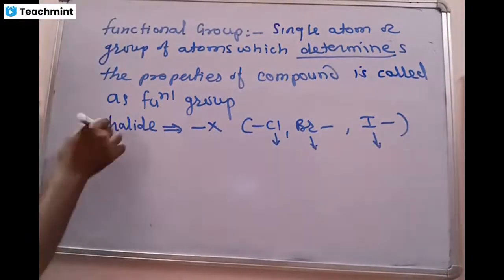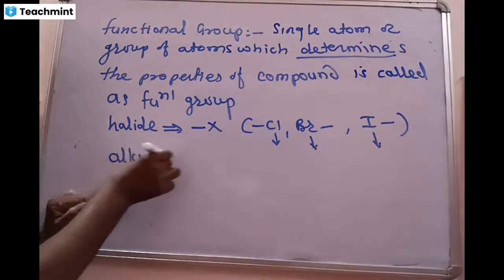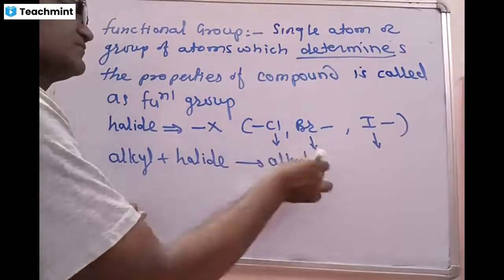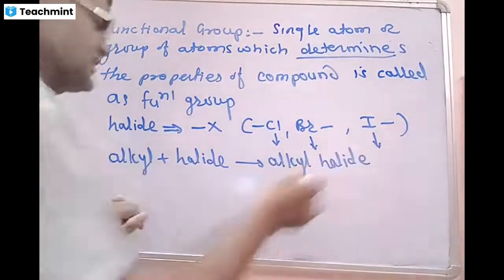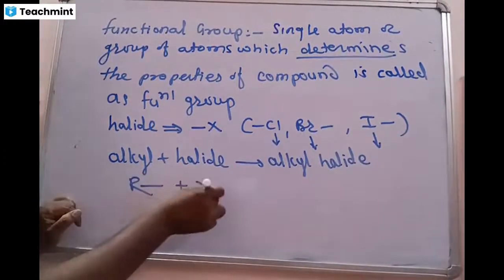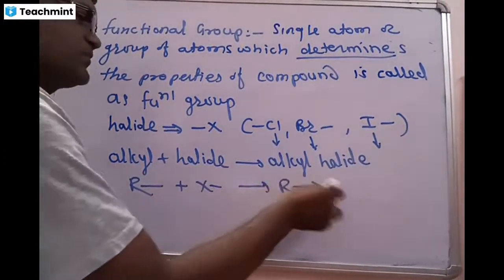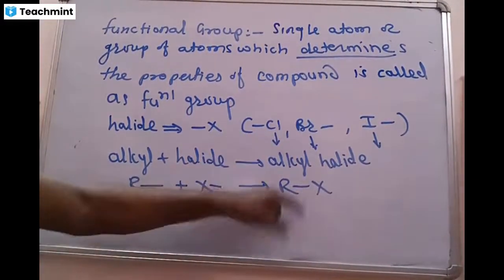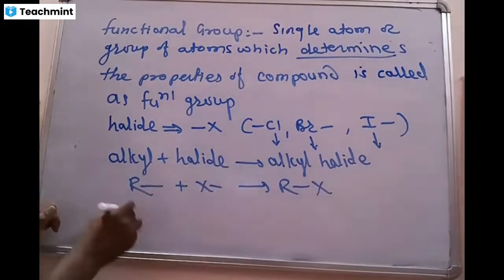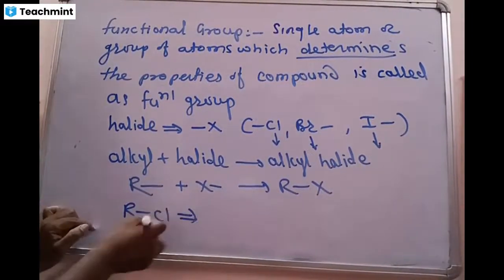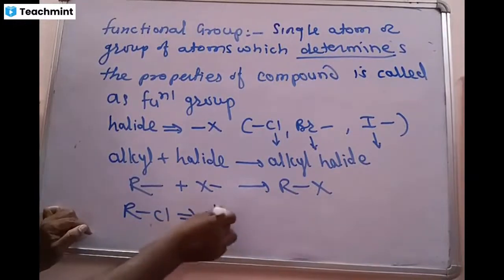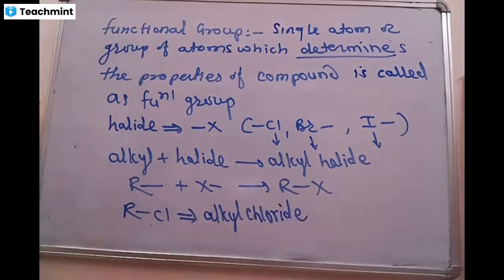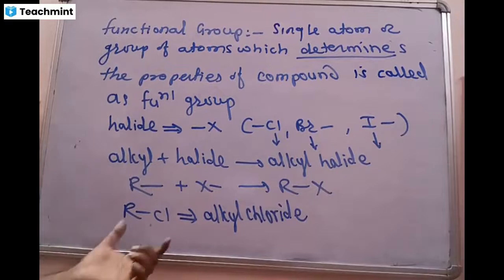So now if you combine this alkyl plus halide, then you will get a compound like alkyl halide. Alkyl group is R dash plus this one is X dash, and then you will get दोनों का combination R dash X. This is the bond between alkyl group and the halogen. Now if you substitute X by Cl, then alkyl chloride, you can have that RCl. Whenever you say this RCl, then you can say this is alkyl chloride. And you can have the examples of this alkyl chloride. How many examples? 8 examples are there.